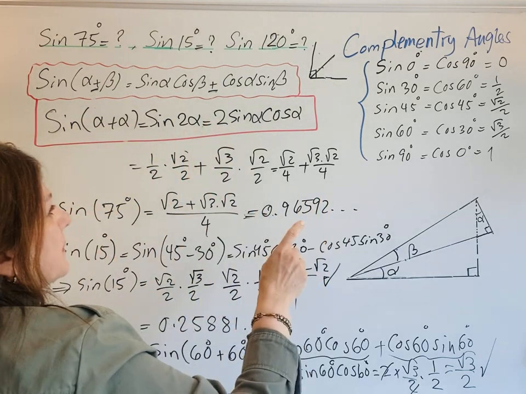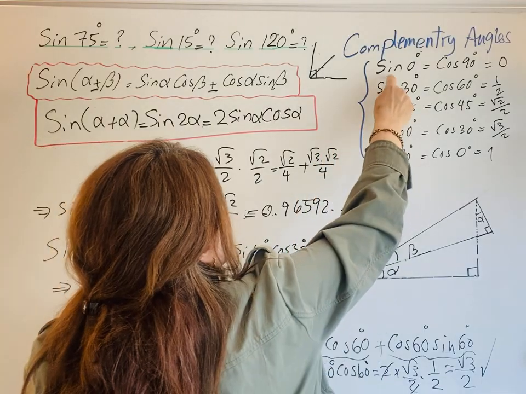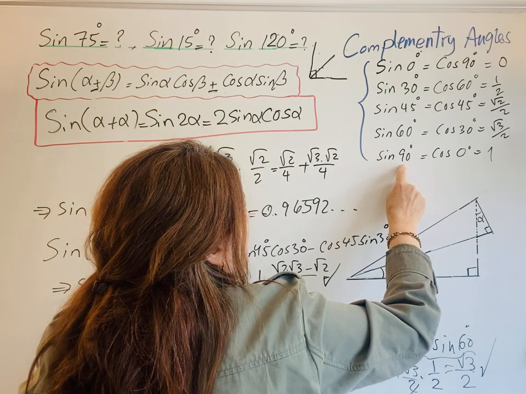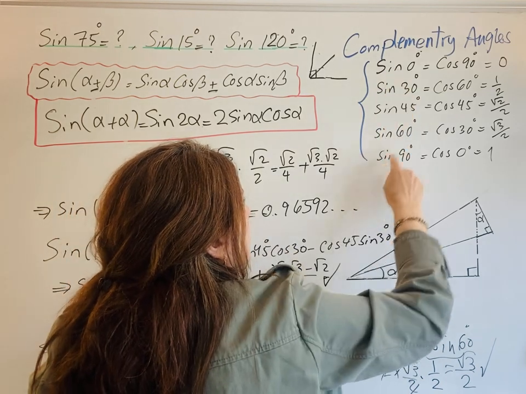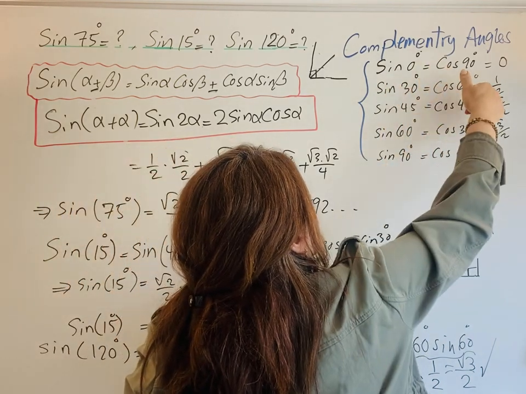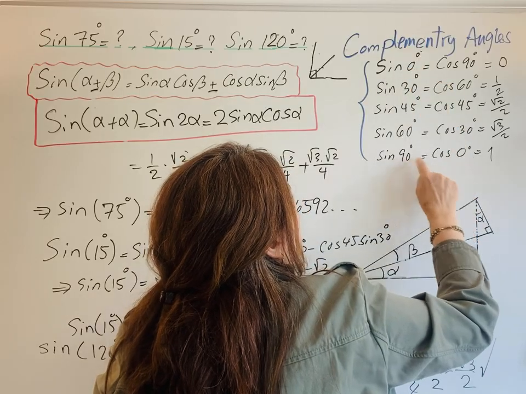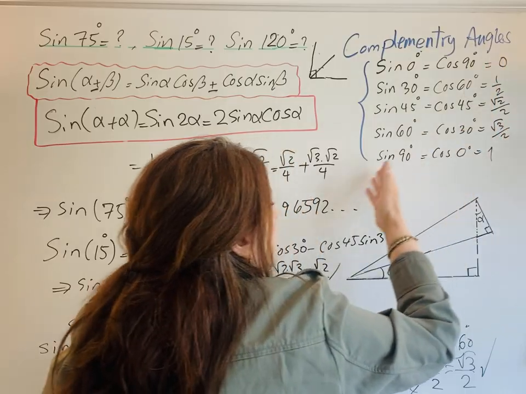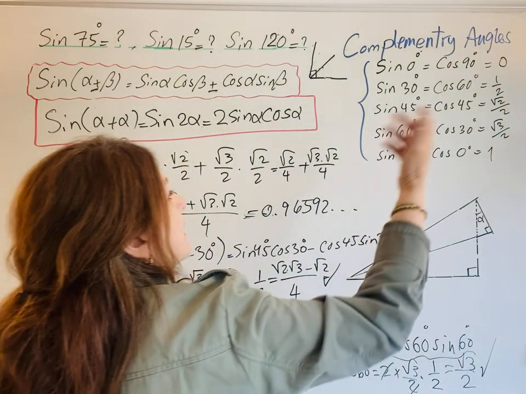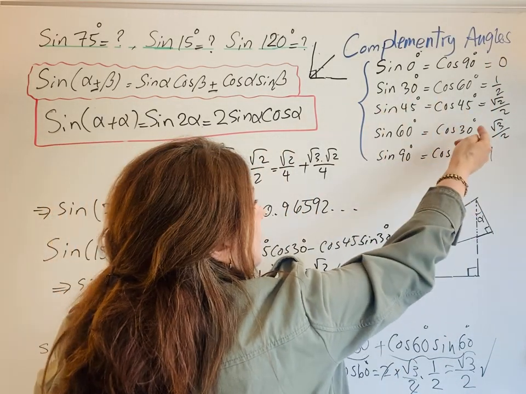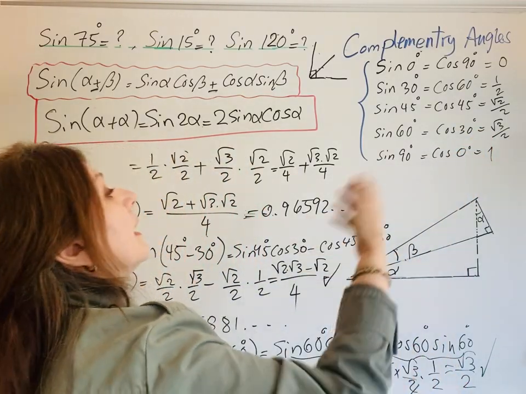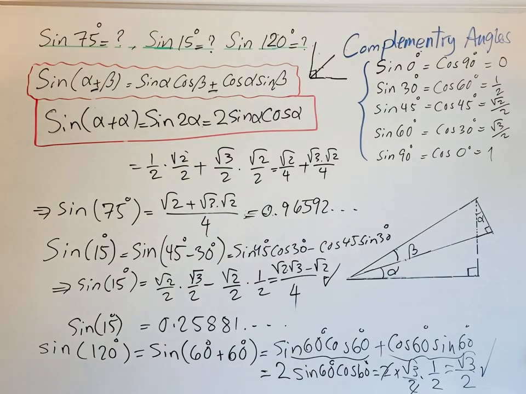I repeat this again, just memorize this part: sine of 0, 30, 45, 60, and 90. If you memorize this one, you can flip it. This is complementary to this one, complementary to this, and you have the rest. Tangent of any angle is sine over cosine. Cotangent is cosine over sine. Or the other trigonometric functions, we can use this.